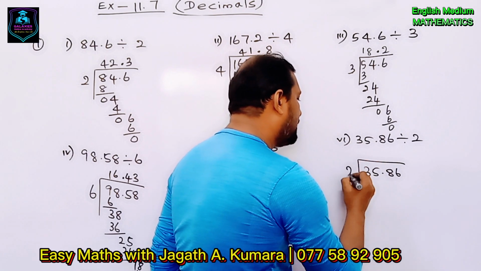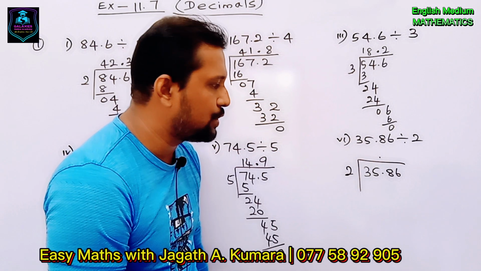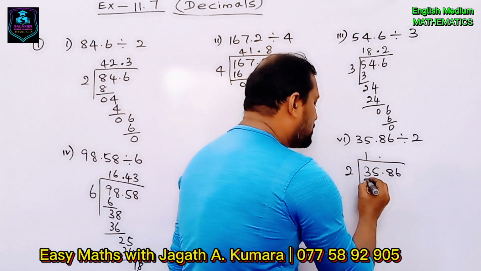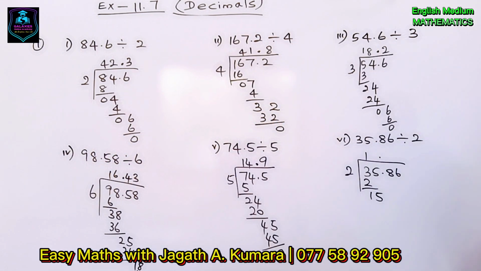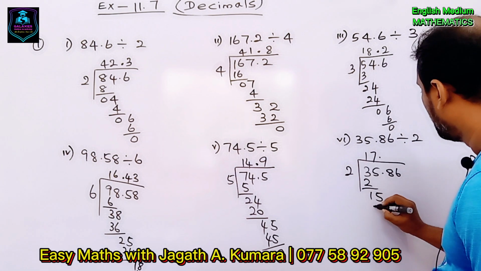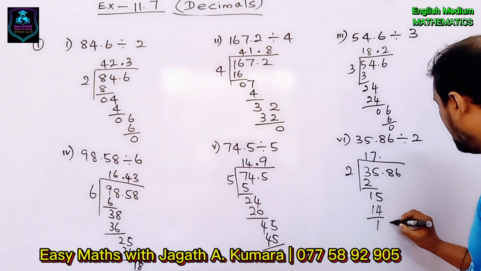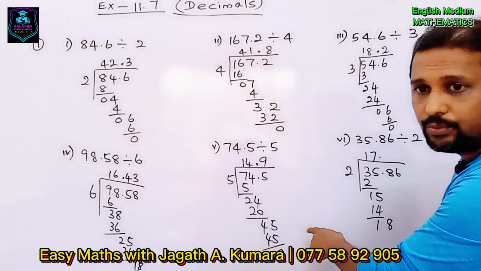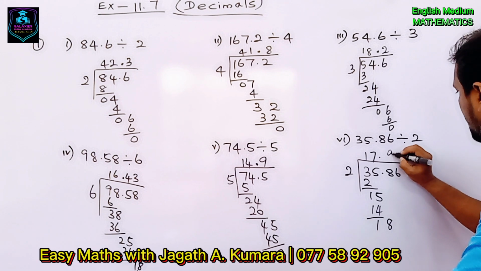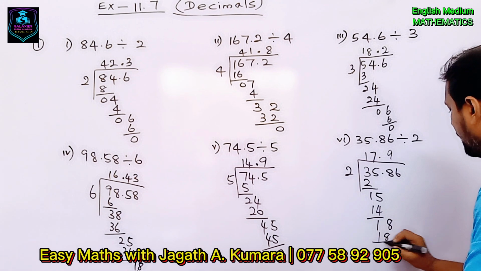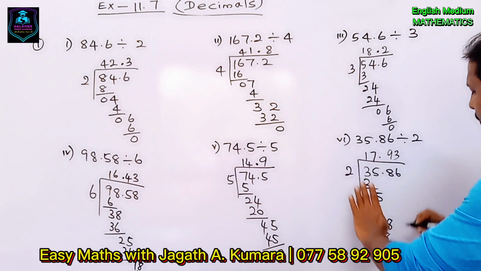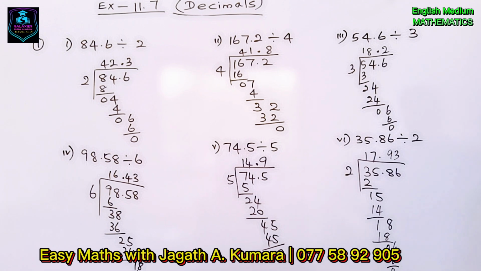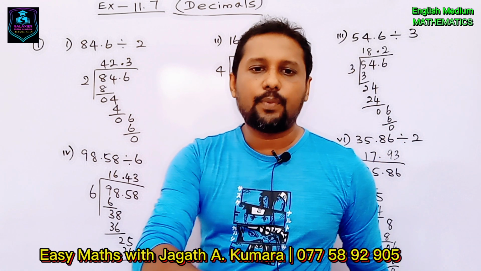35.86, you have to divide by 2. Keep the decimal point in the correct position. 3 divide 2, 1. 1 times 2, 2. Remaining 1. Then this 5 you can take here. 15 divide 2 is 7. 7 times 2, 14, remaining 1. Then 8 you can get here. 18 divide 2 is 9. 9 times 2, 18, remaining 0. Then this 6 you can take here. 6 divide 2, 3. 3 times 2, 6. Remaining 0. So the answer is 17.93.